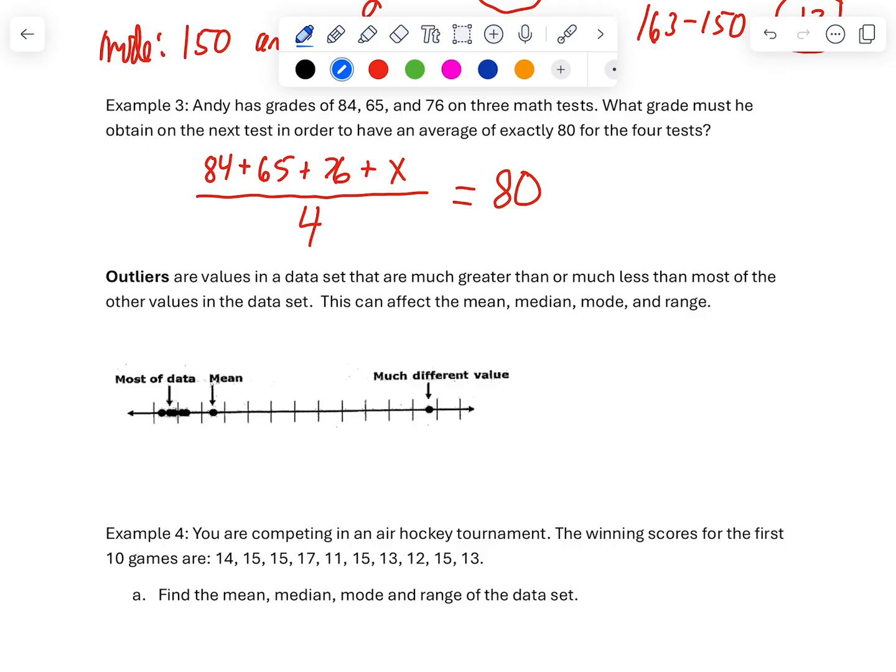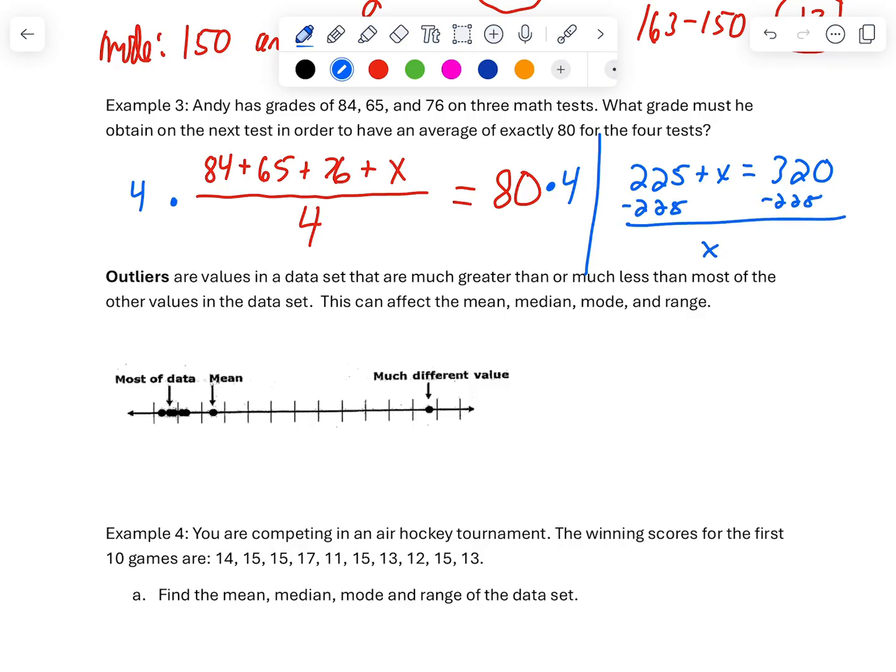So now we're solving for X. We want to get this out of a fraction first. So since we're dividing by 4, we're simply going to multiply by 4. And in the numerator, I'm just going to add those 3 together. In the numerator, I get 225 plus X equals my 80 times my 4, which is 320. And now very easily we can subtract 225 on both sides. And we see that our average needs to be a 95. And that would be my answer.